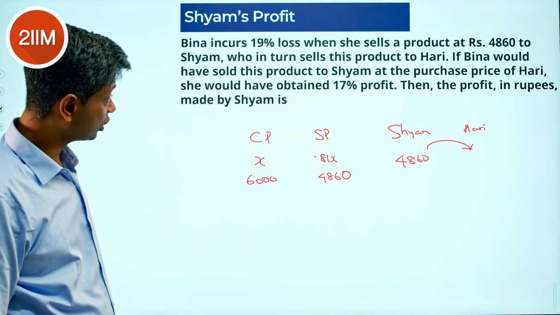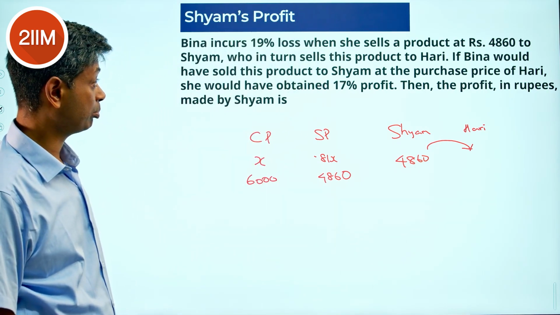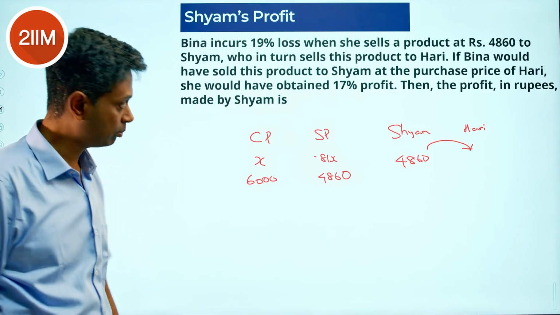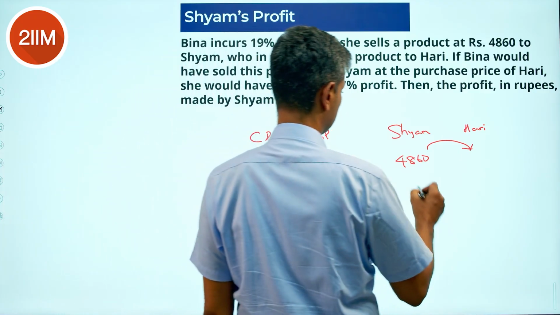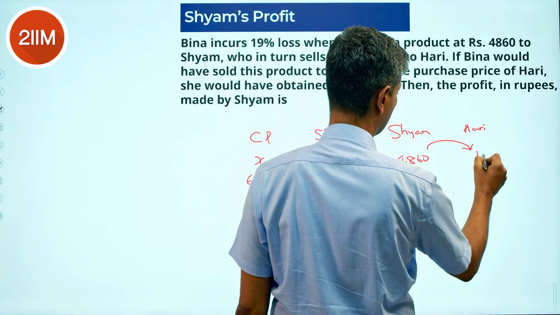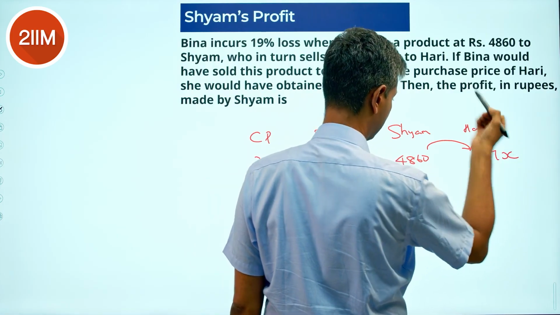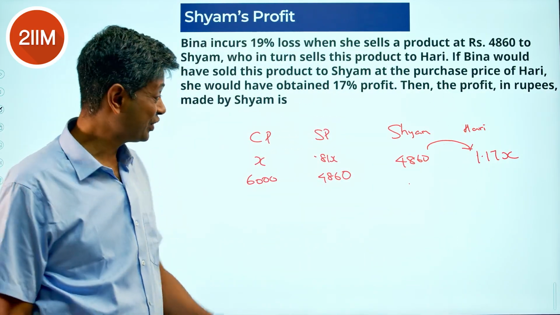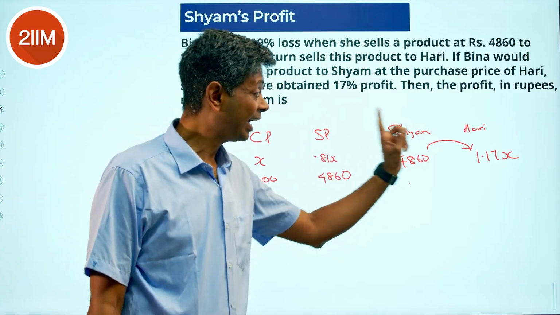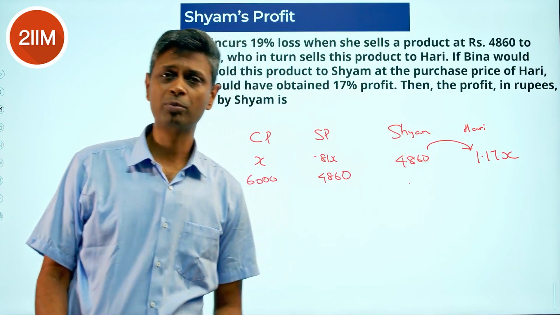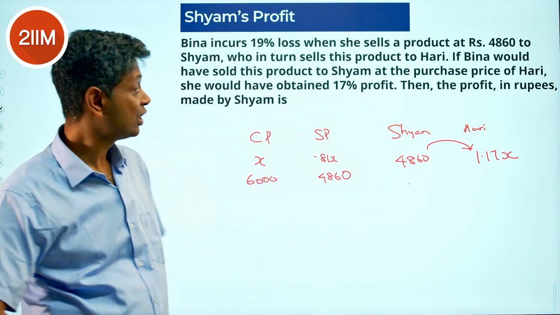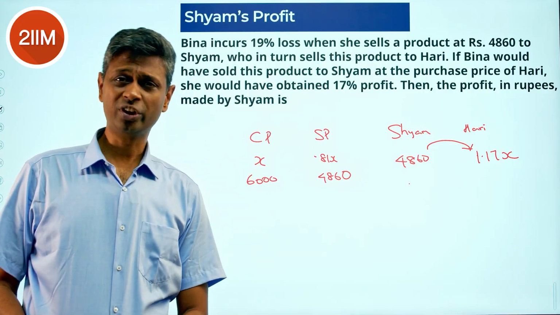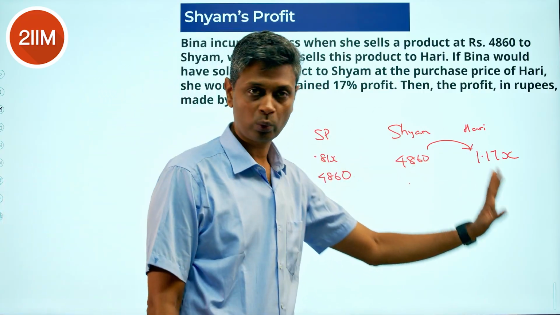If Bina would have sold this product to Shyam at the purchase price of Hari, she would have obtained a 17% profit. Purchase price of Hari should be 1.17x. If she had sold it to Shyam at the purchase price of Hari, whatever price Shyam sells it at, she would have made a 17% profit. We assume the initial cost price to be x, which we know is 6000. This would have been 1.17x.